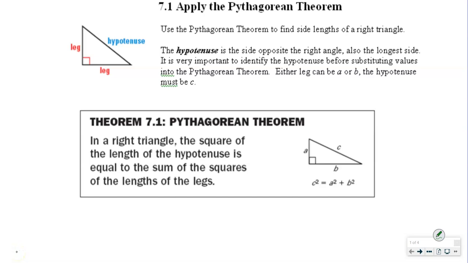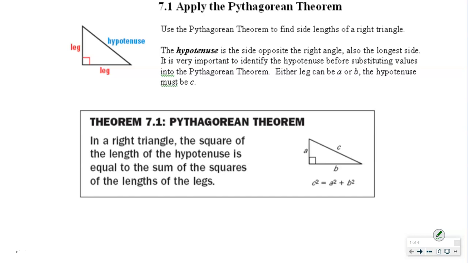All right, class, section 7.1, apply the Pythagorean theorem. Now, I will make separate 7.1 and 7.2 videos, but the homework will be combined, both sections combined into one homework. So make sure you watch both 7.1 and 7.2 before jumping into the homework.